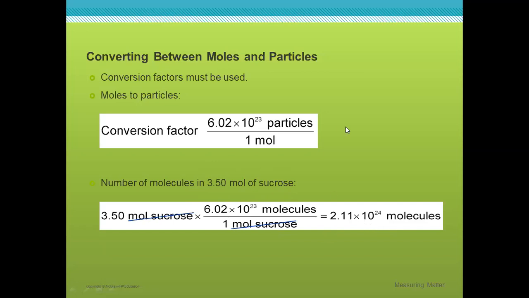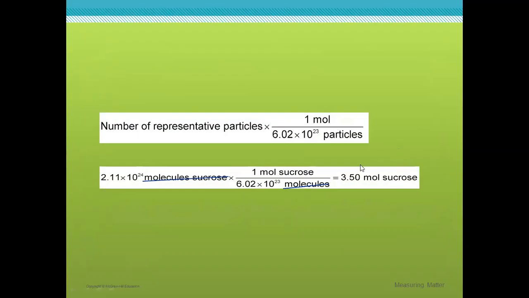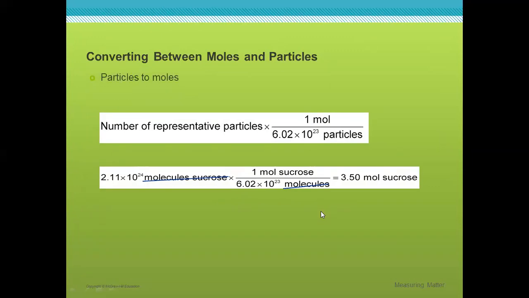Understand me? Any problem till now? Okay. After that, it's a number of representative particles to moles. How can we convert particles to moles? By the same method.